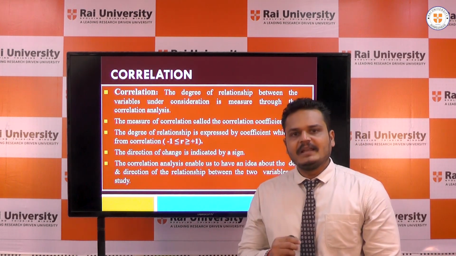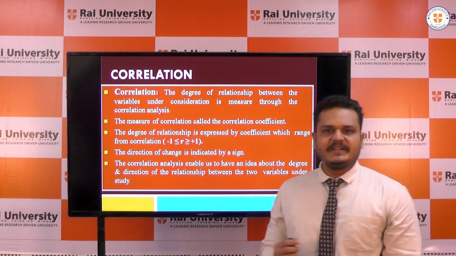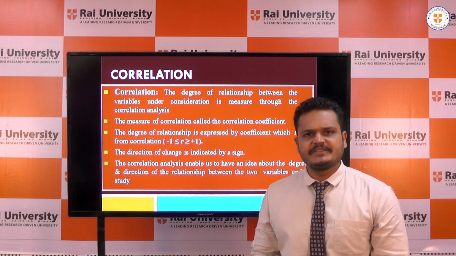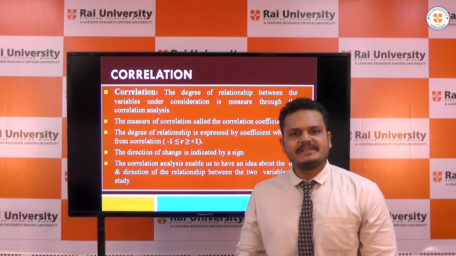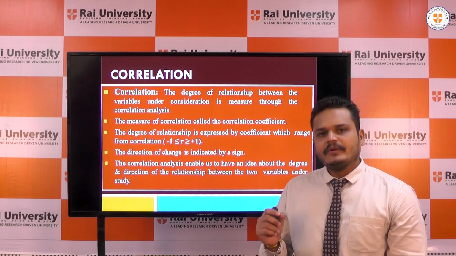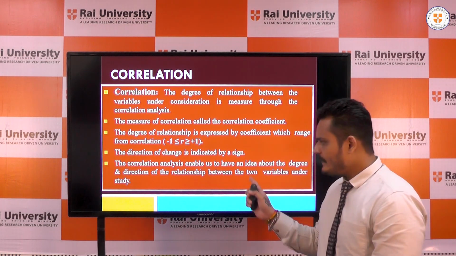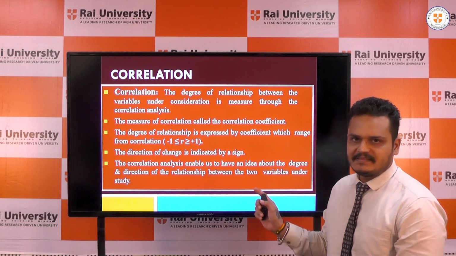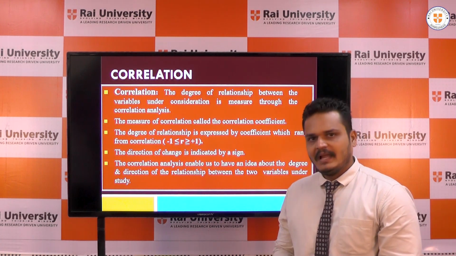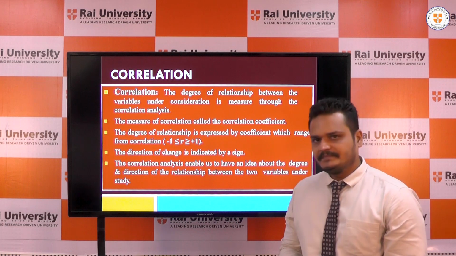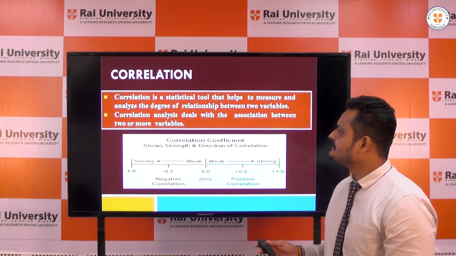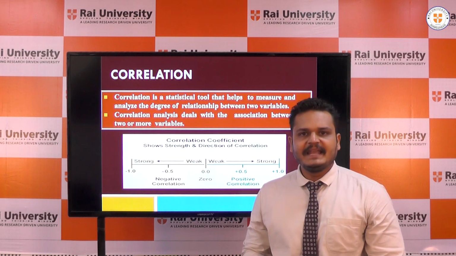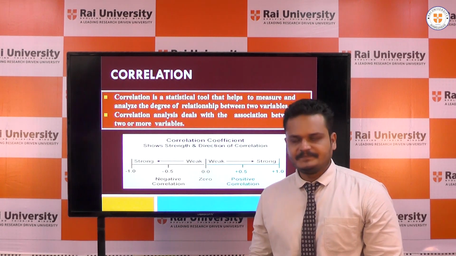The value of the correlation coefficient lies between -1 and +1. Correlation analysis is used to measure the degree and direction of two variables. As mentioned earlier, correlation is used to analyze the relation between two variables, and it is very useful in statistics. Correlation is a statistical tool to measure the degree and relation between two variables.